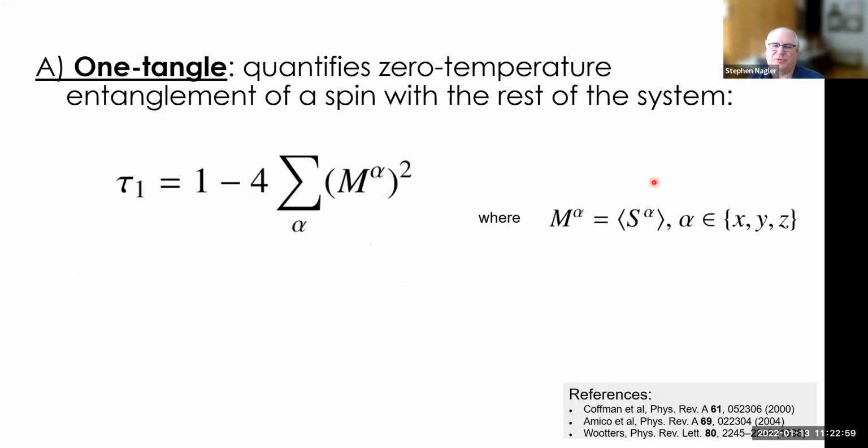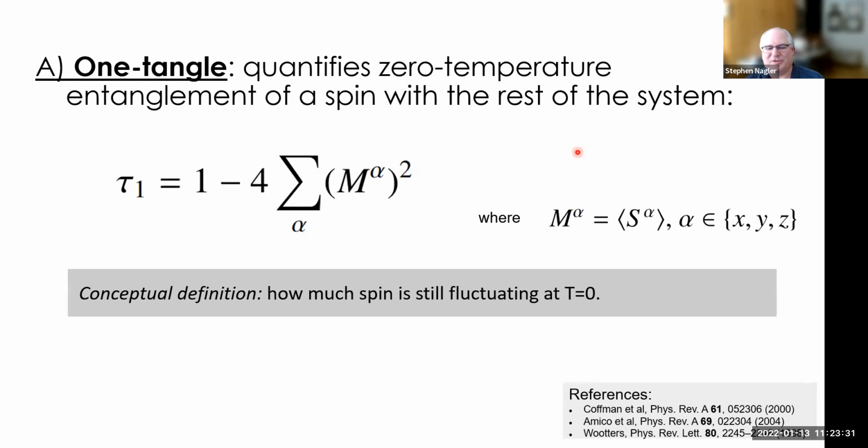It's only useful at zero temperature, and it quantifies the zero-temperature entanglement of a spin with the rest of the system. I've written down this expression, which applies specifically to the spin-1/2 case. You'll notice if I had a magnetically ordered system with the full moment ordered along one axis, this M alpha quantity is a quarter, and this is defined as 0, right? So it would be 0 for a fully ordered system, non-zero if the spins are fluctuating. This tells me something about how much the spins are fluctuating at zero temperature, a very simple measure.